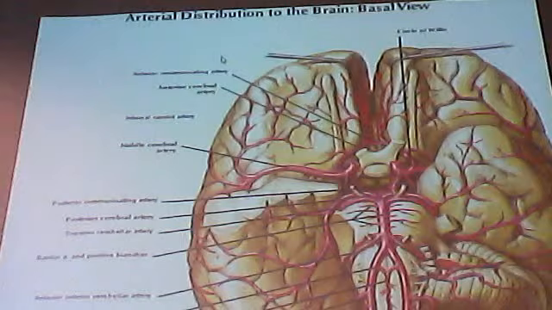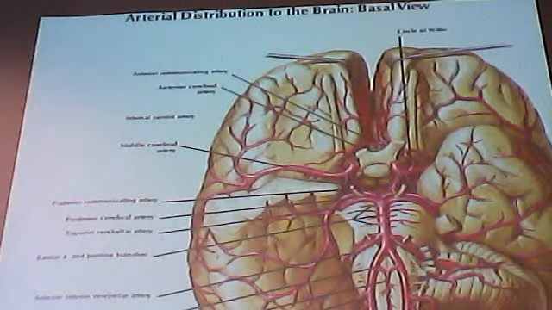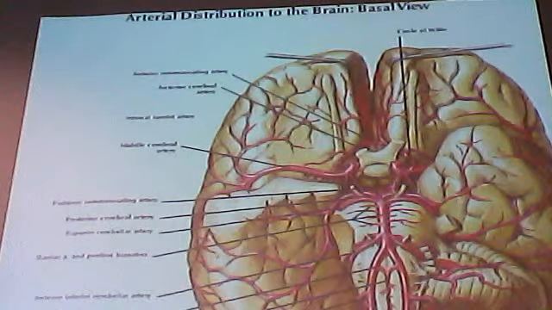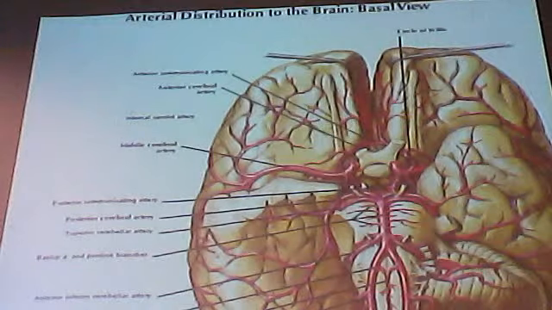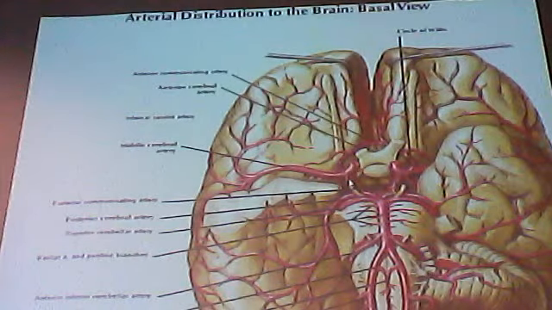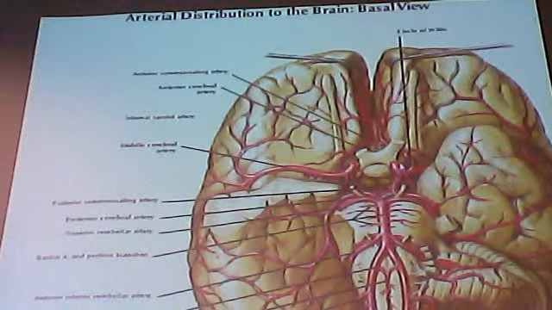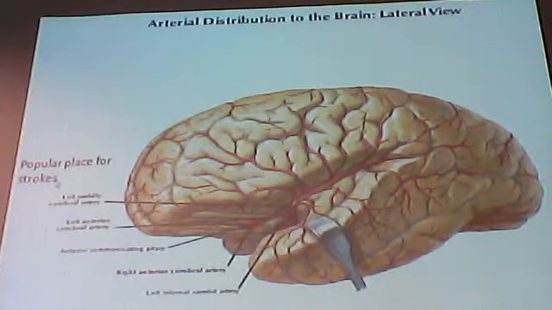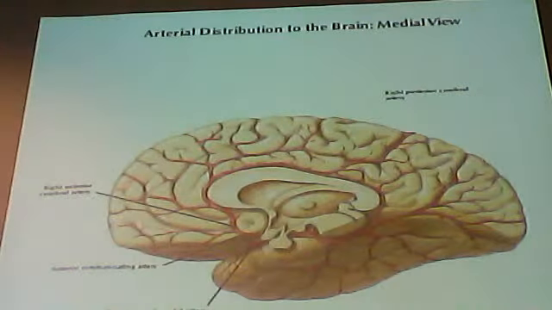Arterial distribution to the brain. There's not too much anatomy that he goes into in class, but the circle of Willis he likes to talk about. The left middle cerebral artery is a popular place for strokes; for some reason strokes happen there a lot.